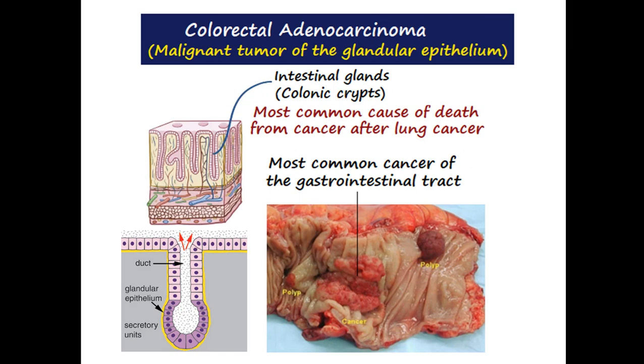We know that the innermost layer of the colon, the mucosal layer, invaginates into the epithelial wall to form the colonic crypts, and these colonic crypts have glands. Since the adenocarcinoma arises from the glandular epithelium, this tumor originates from the cells that line these glands.